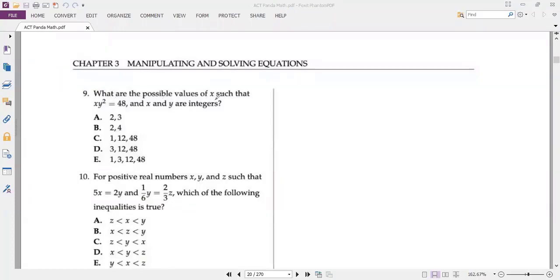What are the possible values of x such that x y squared equals 48, where x and y are integers, belonging to Z. So the best way is to plug in the values. We have here 2. He asked about possible values of x here. So we cannot solve it, by the way. Never, ever can we solve it, because it's only one equation with 2 different variables, one first degree and one second degree.